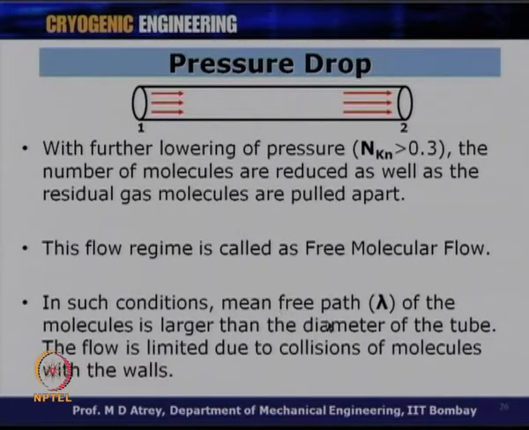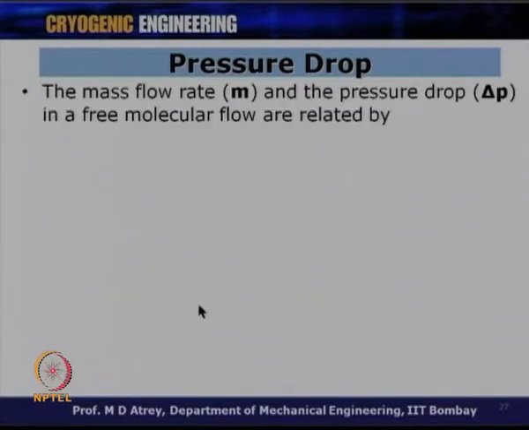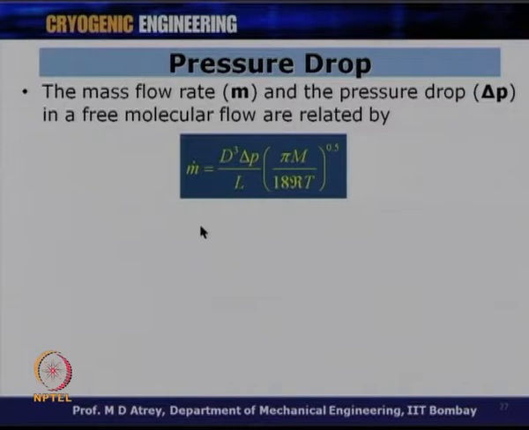In such conditions, the mean free path lambda of the molecules is larger than or comparable with the diameter of the tube. The flow is limited due to collisions of molecules with the walls. This is what we had talked about earlier. In this case, the mass flow rate m dot and the pressure drop in a free molecular flow are related by this formula. We got m dot directly proportional to d cube over here, while m dot is still directly proportional to delta P. However, its dependence on diameter has changed.